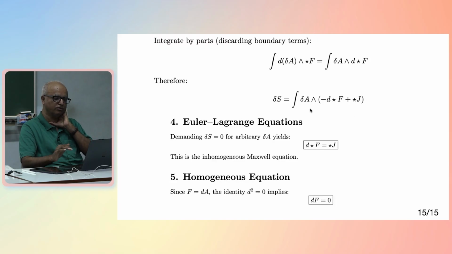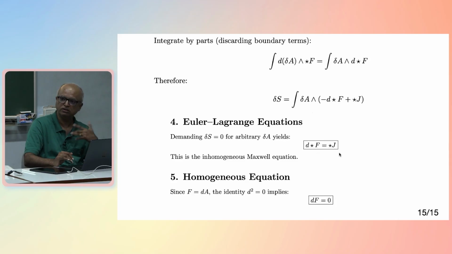For it to be 0 for arbitrary variations of A, this object has to vanish, and that vanishing gives me that d star f is star j. These are the inhomogeneous Maxwell's equations with sources, two of the Maxwell's equations. The other two don't need the action principle. If f is dA, then d square vanishing gives me the two source free Maxwell's equations.